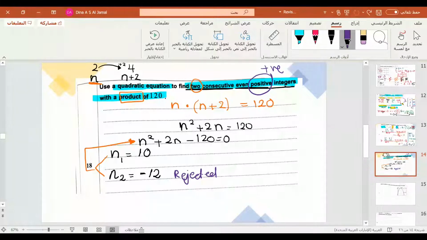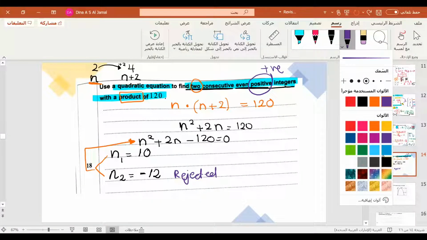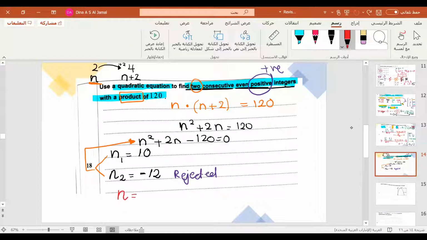So now you got the first number, the first integer. You got that your first n is 10. What is the other number? n plus 2. That means 10 plus 2, which is 12.